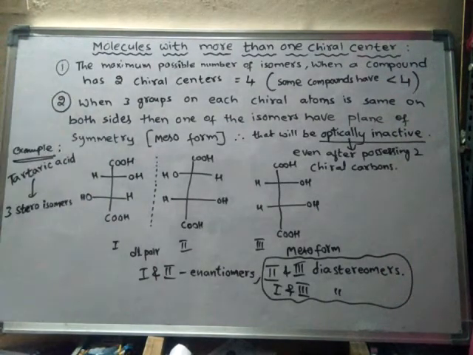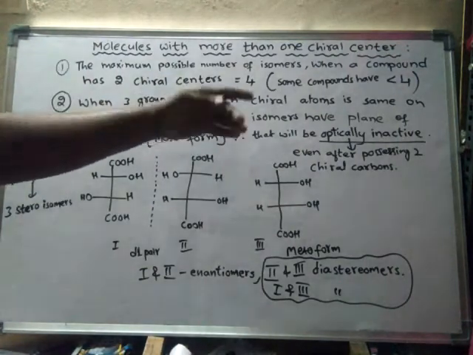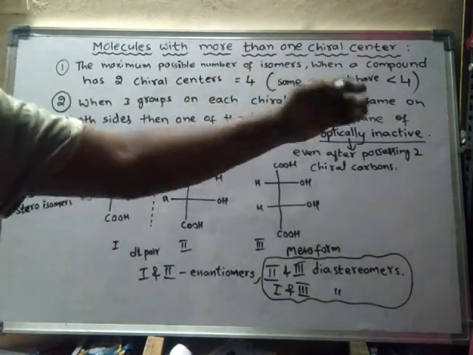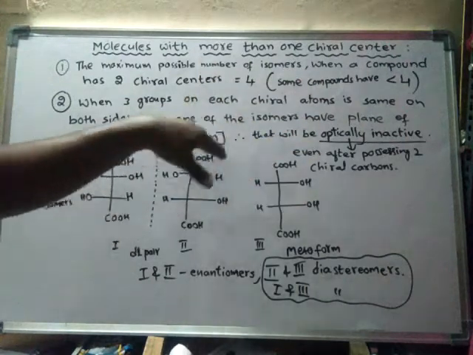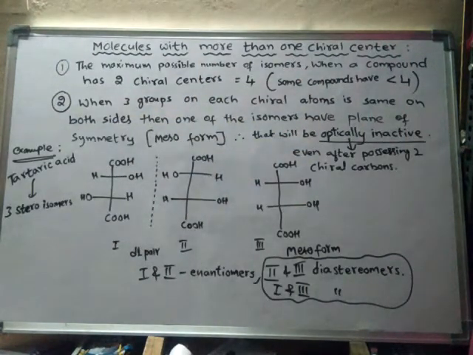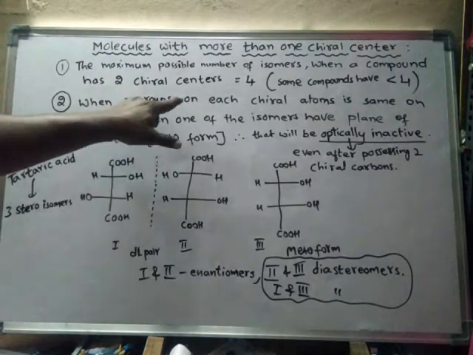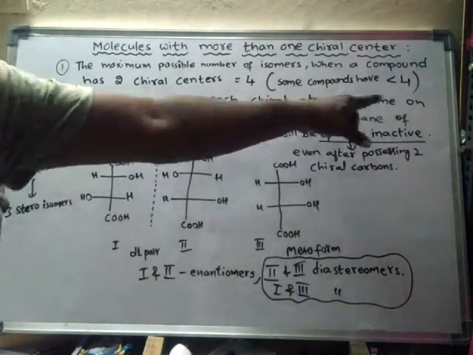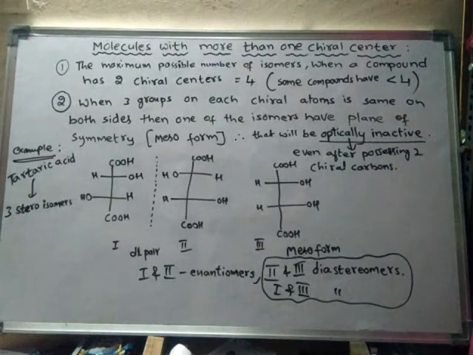Next, what is the reason some compounds have less than 4 isomers though they possess two chiral centers? Here the reason is the presence of meso forms. When meso forms are present, the number of isomers will be less. Next, when 3 groups on each chiral atom are the same.